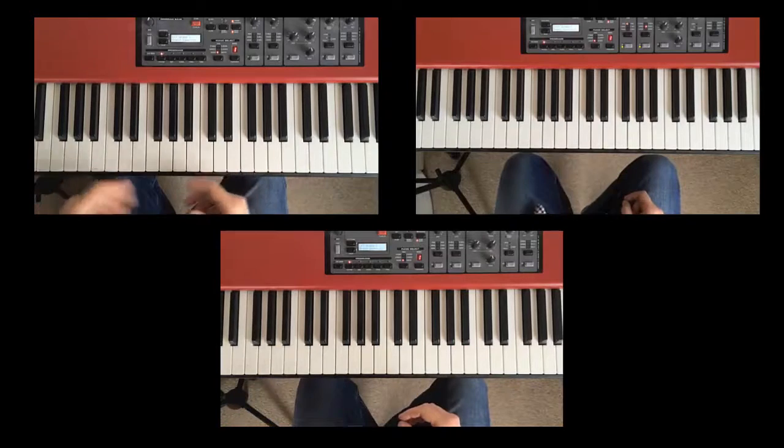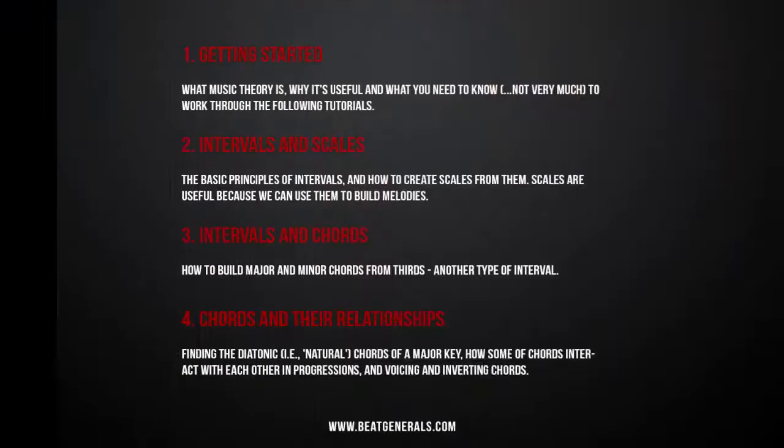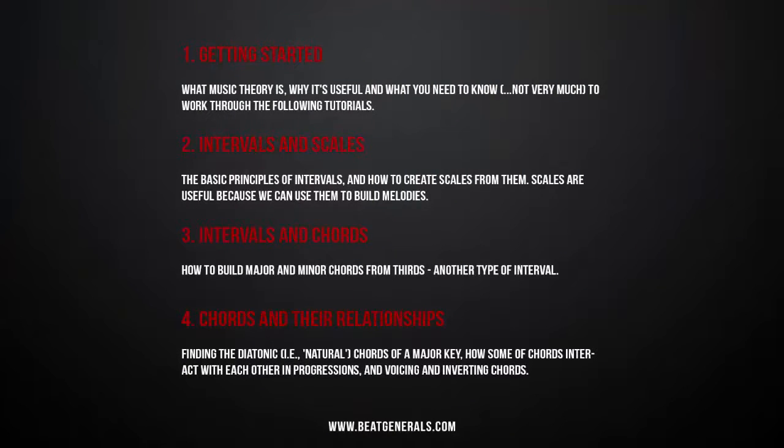So let's just go through a couple of the things that are actually covered here. Chapter 1 is getting started. This is very simple. We start from the very basics, and then we go up to the more advanced ideas. So basically what music theory is, why it's useful, and what you need to know, which, as he specified, is not very much. He covers everything. 2 is intervals and scales, the basic principles of intervals and how to create scales from them. Scales are obviously useful because we can use them to build melodies. 3 is intervals and chords, how to build major and minor chords from thirds, another type of interval.